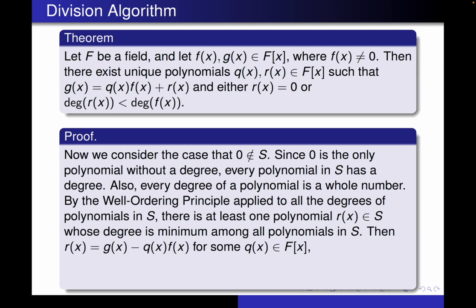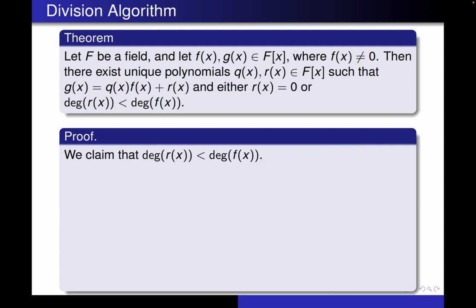So we have r(x) equals g(x) minus q(x) f(x) for some polynomial q(x). And so that means that g(x) equals q(x) times f(x) plus r(x). So again, we got ourselves a quotient and a remainder. The only thing that we have to prove is that the degree of our remainder is less than the degree of f(x).